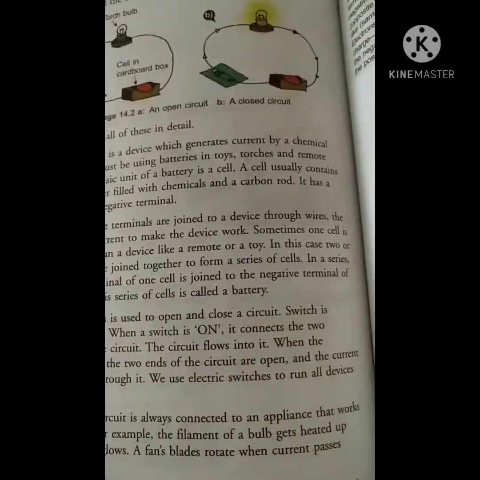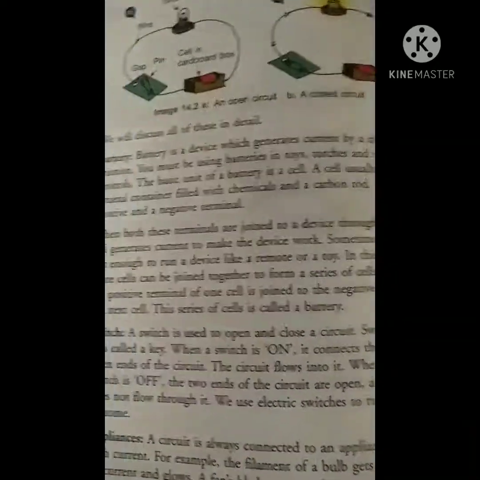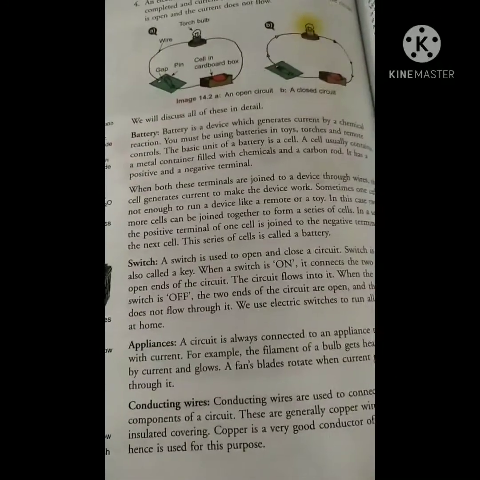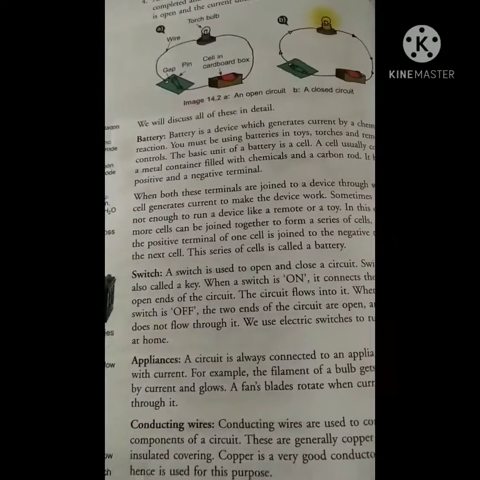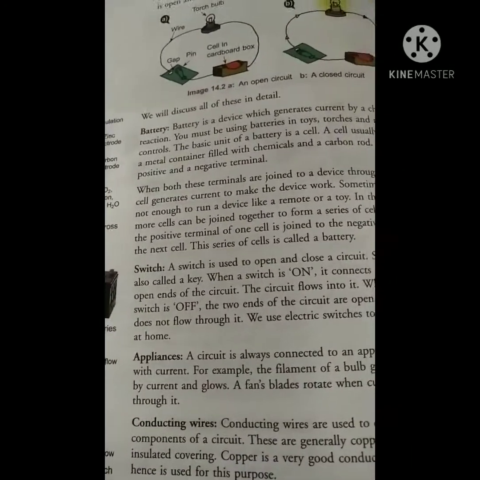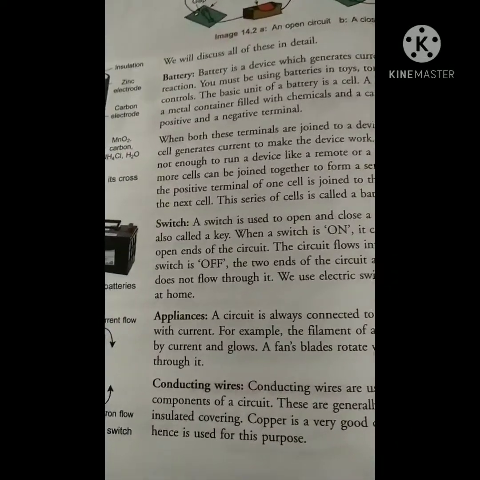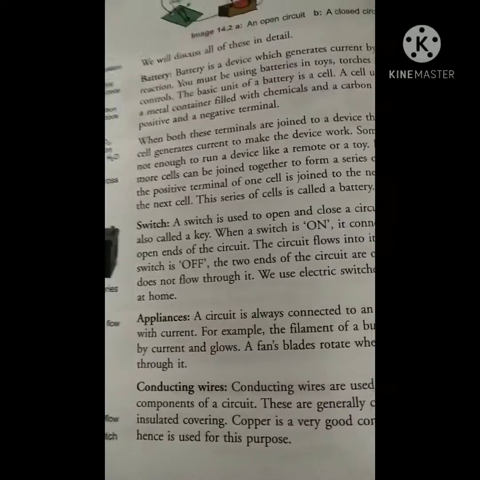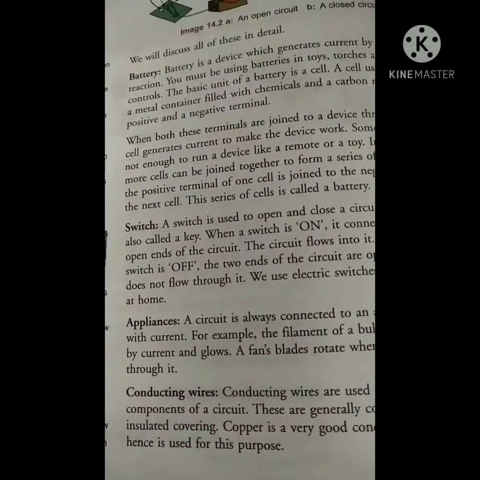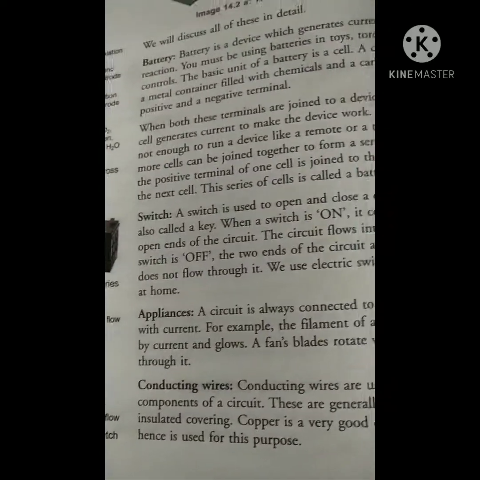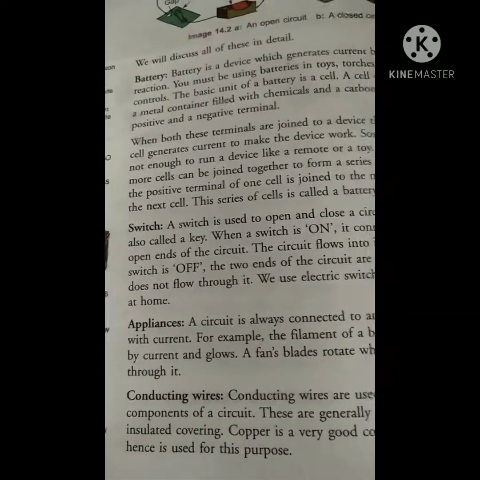What do you mean by battery? A battery is a device which generates current by a chemical reaction. Batteries are of two types: primary cell and secondary cell. Batteries are made up of some cells. A primary cell is used once; it drains out the charge and is not rechargeable. The secondary battery, after use, we can charge again, like your mobile battery and others.